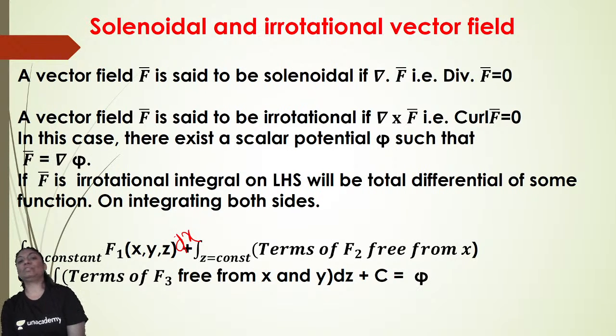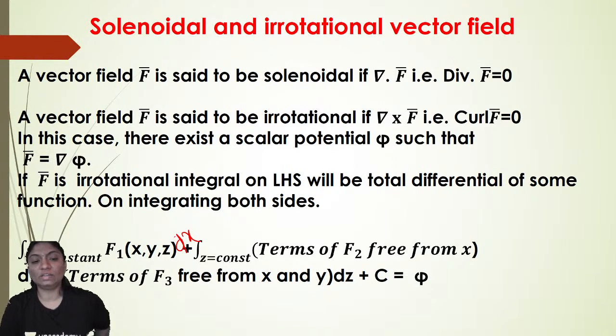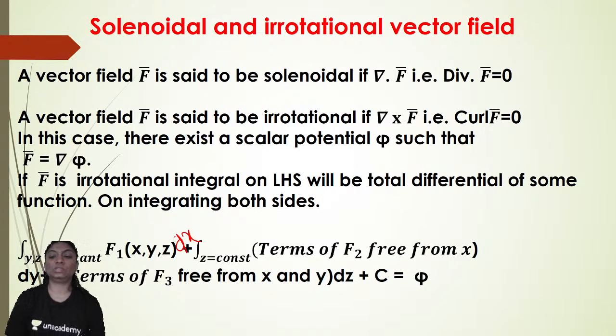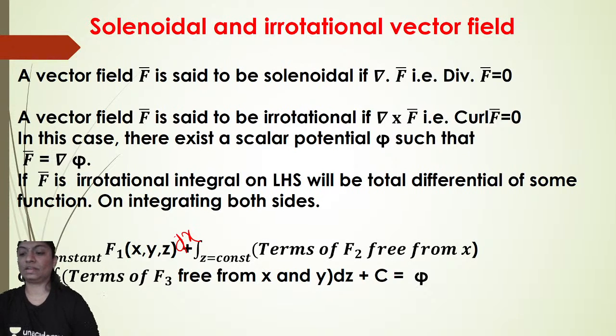And if F bar is irrotational, the LHS will be the total differential of some function; on integrating on both sides, because this is the exact differential equation, you will get the exact equation. So you will get integral of f1 dx keeping y and z constant, plus integral of terms of f2 which are free from x into dy, plus terms of f3 which are free from x and y into dz, plus c equal to 5. So this is your solenoidal and irrotational vector field.